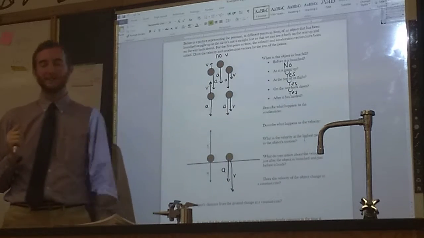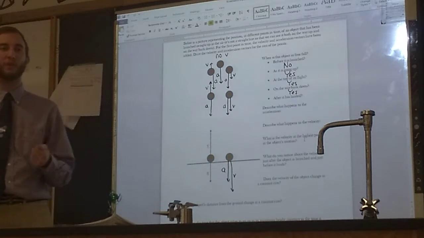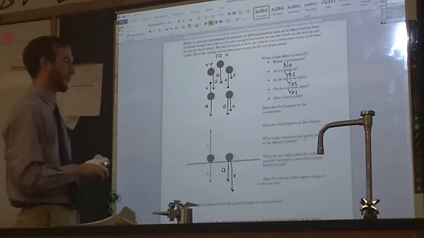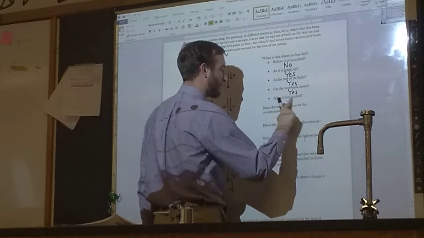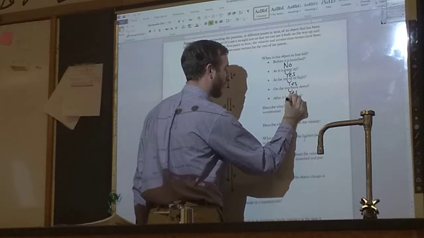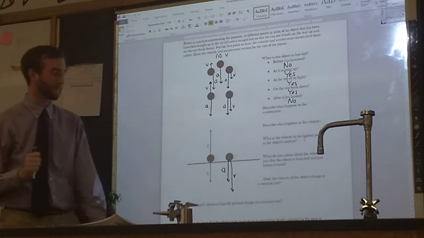But after it's landed, no, the ground has influenced the motion. It stopped it from falling. It stopped it from moving down. The ground has therefore influenced it. That would be a no. It is no longer in free fall at that point.